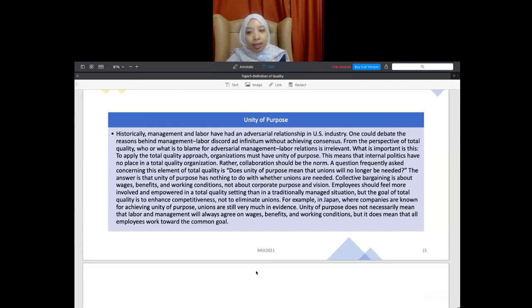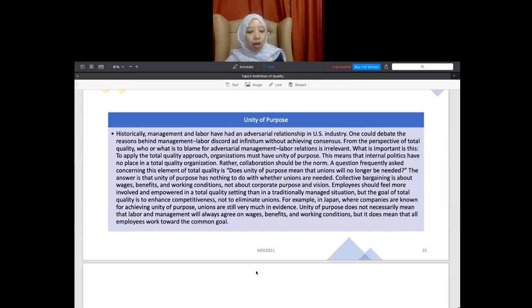This means that internal politics have no place in a total quality organization. Rather, the collaboration should be the norm. Kita kena bersama-sama because we want to achieve the target. For example, in Japan, where companies are known for achieving unity of purpose, unions are still much in evidence. Unity of purpose does not necessarily mean that labor and management will always agree on wages, benefits, and working conditions, but it does mean that all employees work toward the common goal.